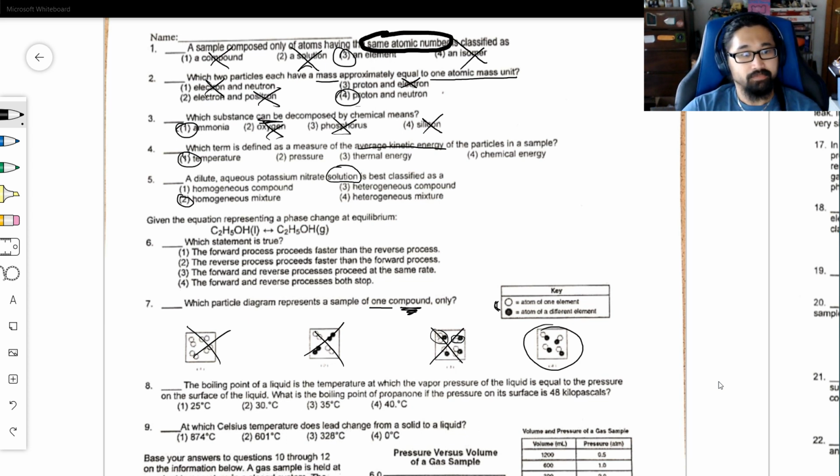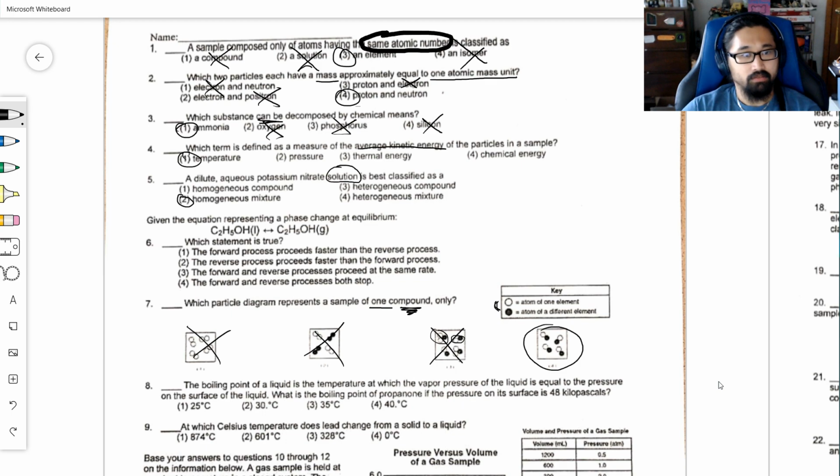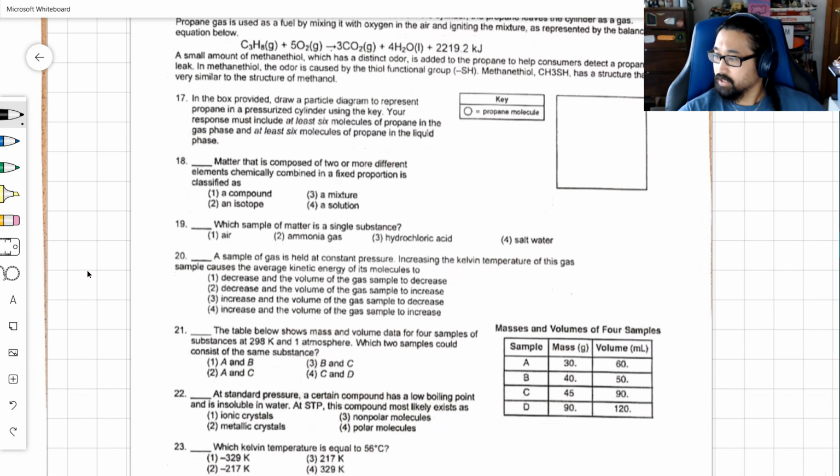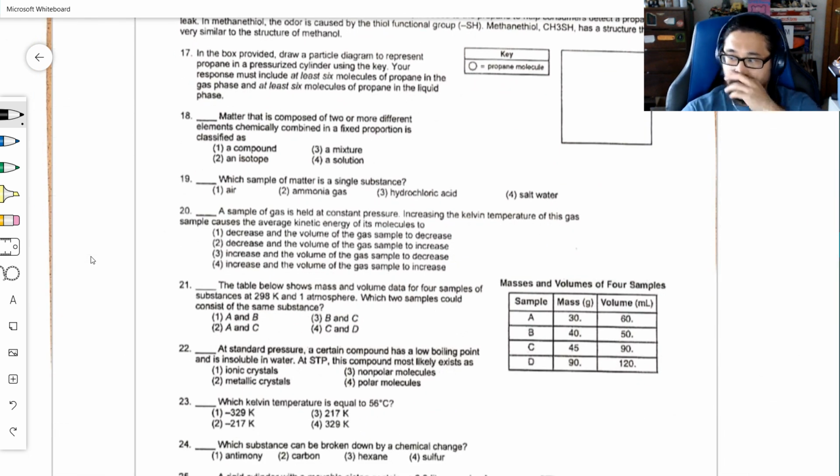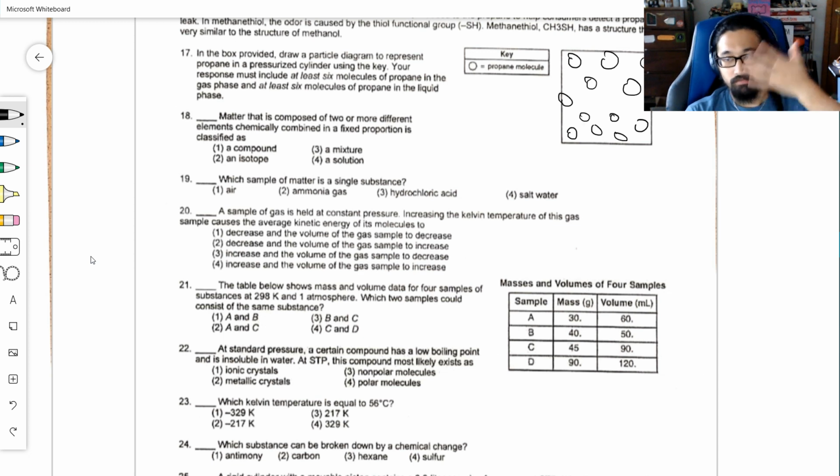All right. The other questions that I assigned were on page 5C, and I'm looking at 17 first, 17 through 18. Draw a particle diagram to represent propane. Okay, so 6 molecules of propane in the liquid phase, and 6 in the gas phase. All right, so the big deal was that you had to draw 6 of them far apart and 6 of them less far apart. That's it.